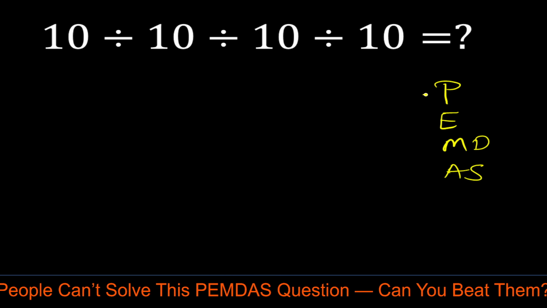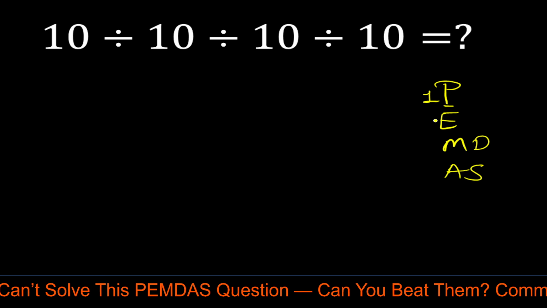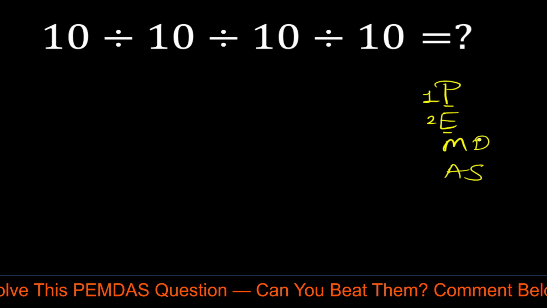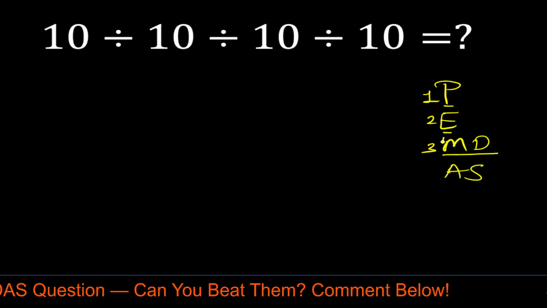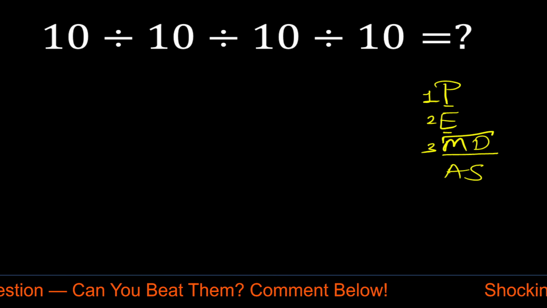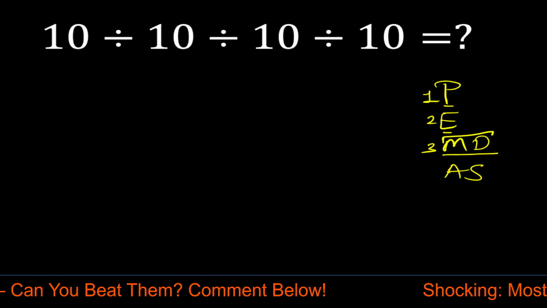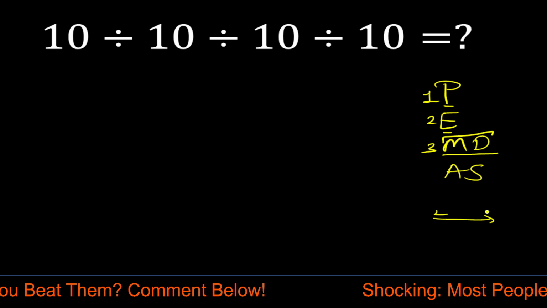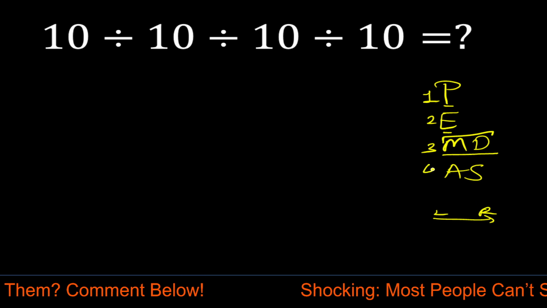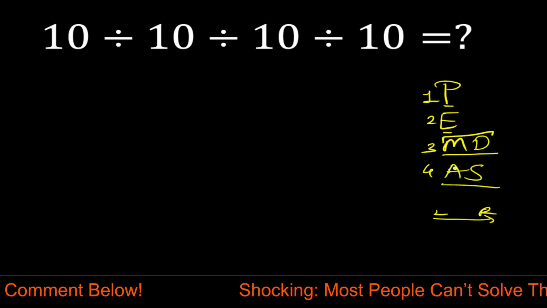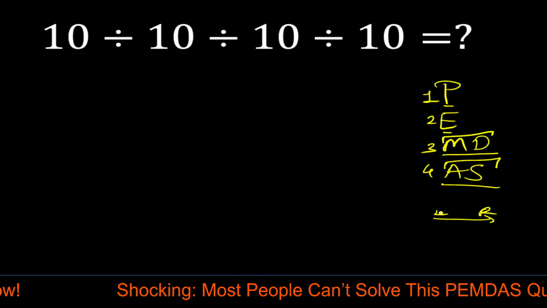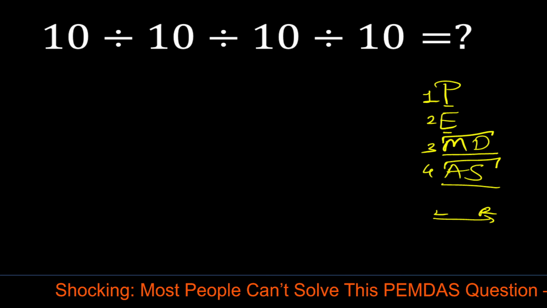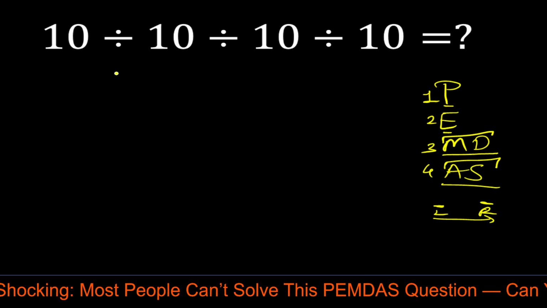According to PEMDAS rule, first priority is parentheses, then second priority is exponents, then third priority is multiplication and division. Here multiplication and division both have equal priority, so we have to solve it from left to right. Then fourth and last priority is addition and subtraction. Also addition and subtraction both have equal priority, so we have to solve it from left to right.